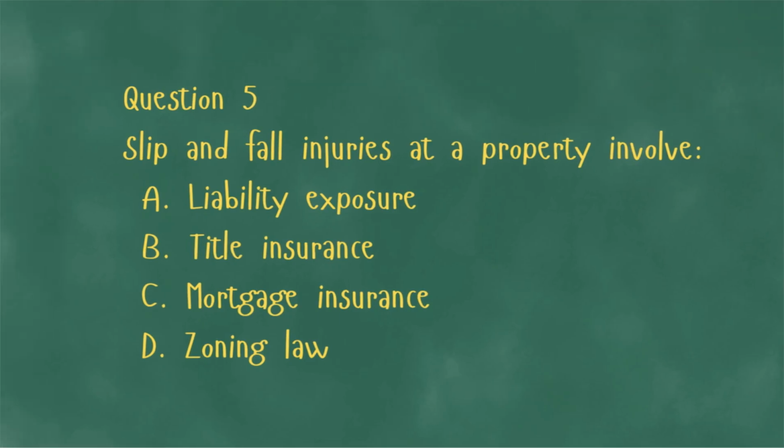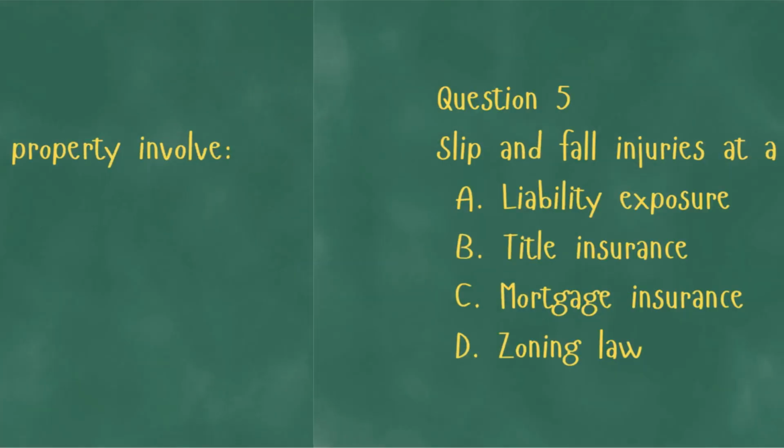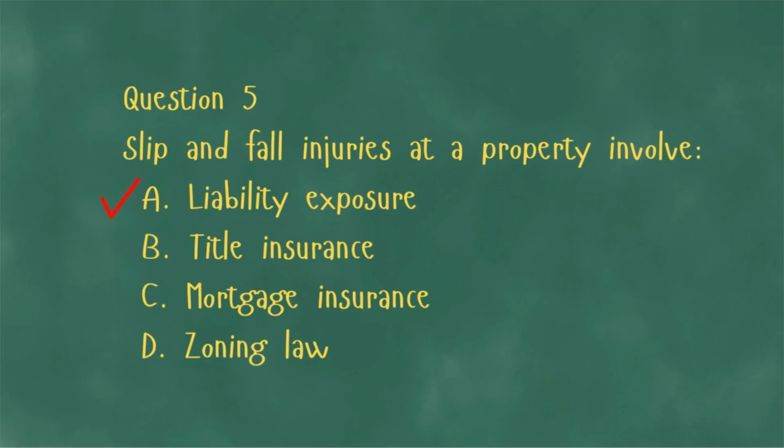Question number 5. Slip and fall injuries at a property involve A. Liability exposure, B. Title insurance, C. Mortgage insurance, D. Zoning law. The answer is A. Liability exposure.